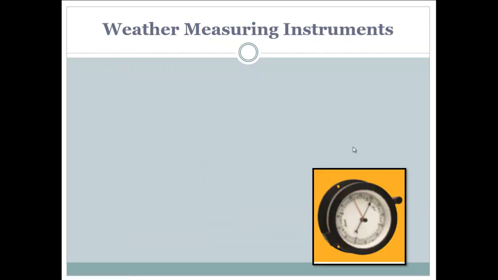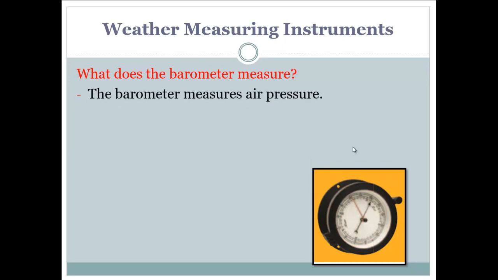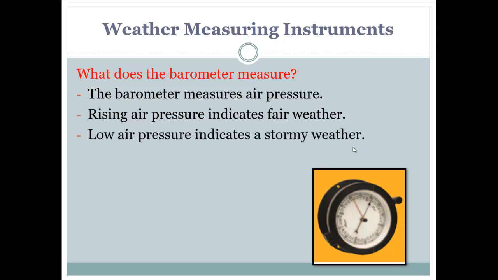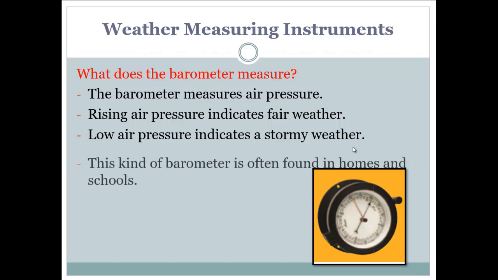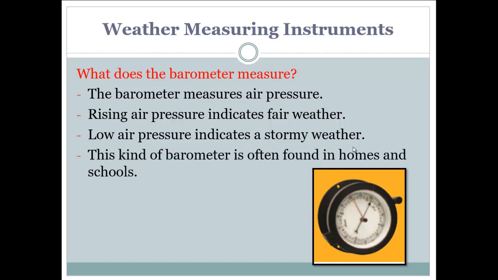Weather measuring instruments. There are some instruments that are used to measure weather conditions. For example, the first is the barometer. What is the barometer? The barometer measures air pressure. Rising air pressure indicates fair weather. If the air pressure is rising, that means the weather is good. But low air pressure indicates stormy weather. This kind of barometer is often found in homes and schools.